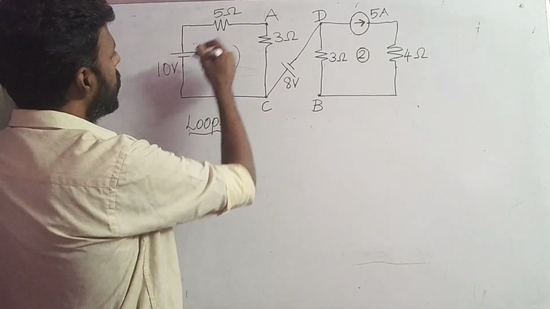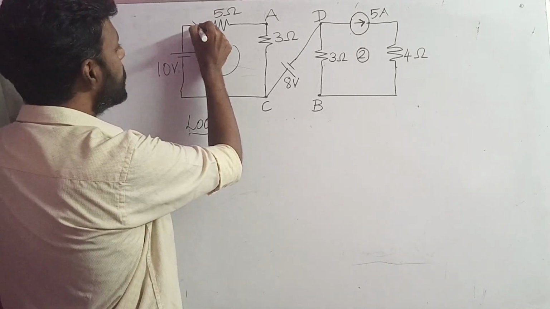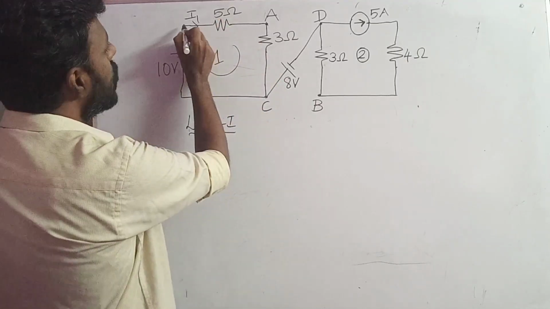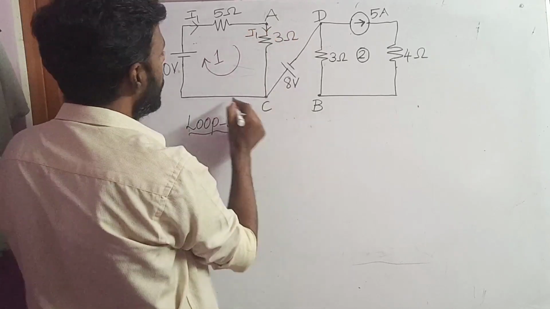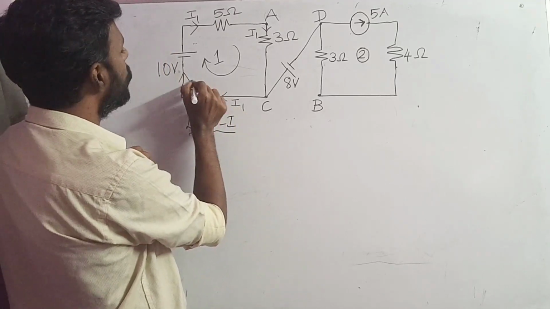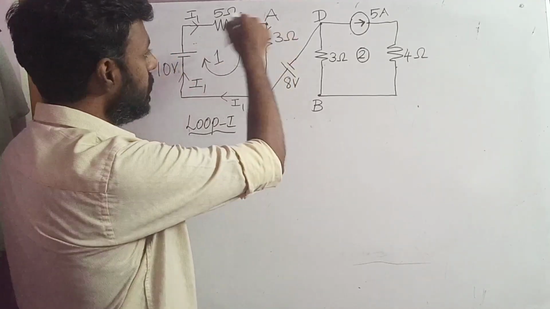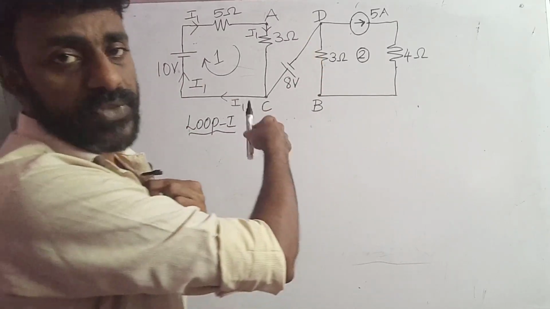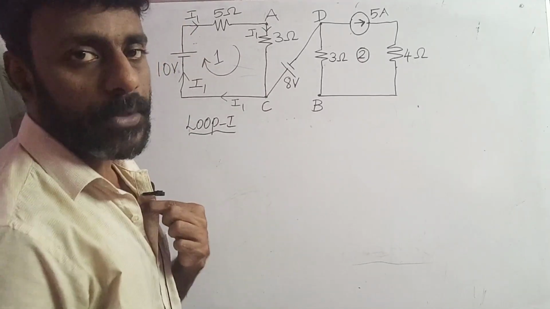When I travel in the clockwise direction, first I need to assign the current. Let us assume that I1 is the current flowing in loop 1. I1 will go here, then pass through the 3 ohm resistor, then go here, and then get into the negative terminal of the battery. It starts from the positive terminal of the 10-volt battery, travels through the entire loop, and finally enters the negative terminal of the 10-volt voltage source.